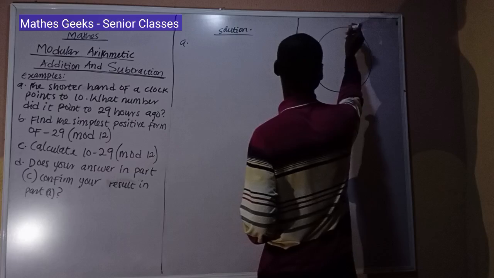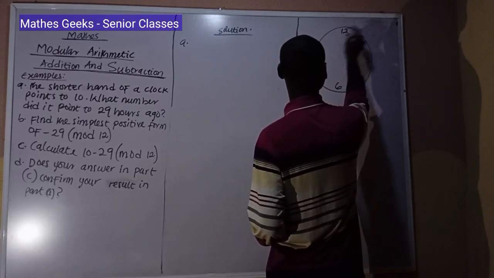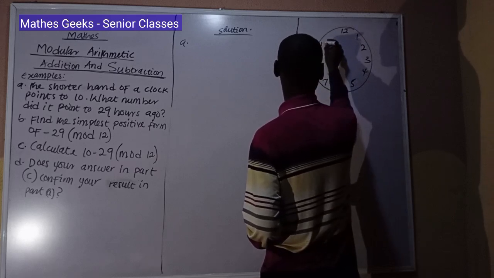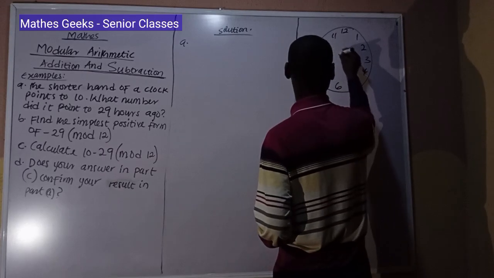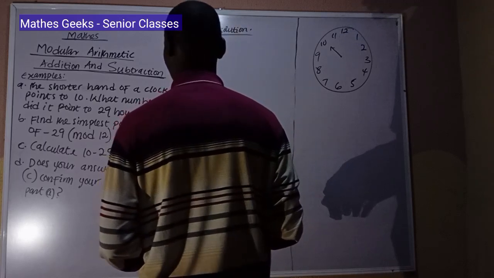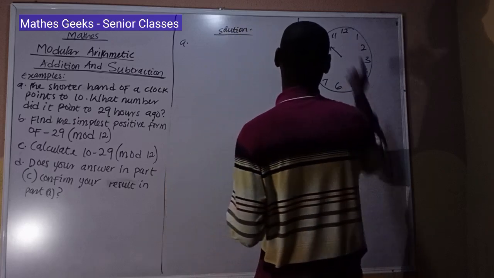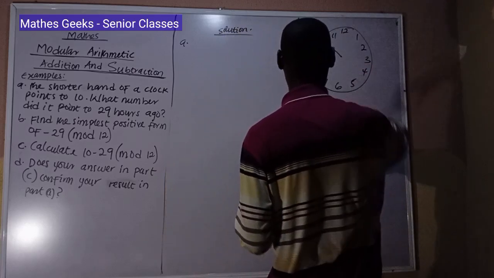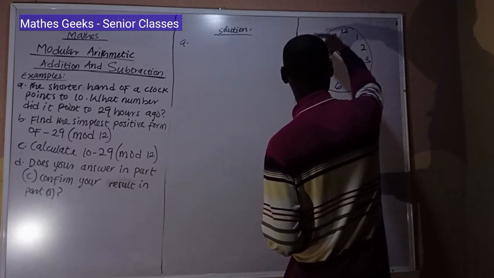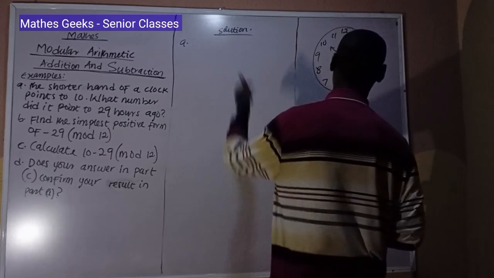This is our clock. 12, 3, 6, 9, 1, 2, 4, 5, 7, 8, 10, 11. So we're told that the shorter hand points to 10. Now, the question says the shorter hand of the clock points to 10. What number did it point to 29 hours ago? So 29 hours ago means that it's going to go back in the opposite direction. So that's anti-clockwise direction. Clockwise is this way, anti-clockwise is like so.